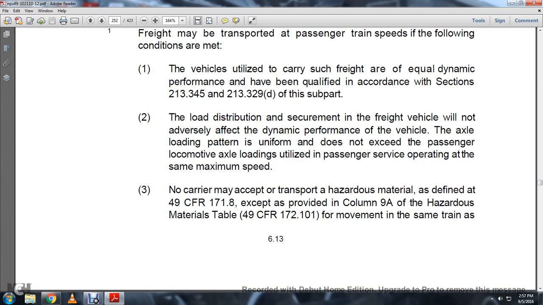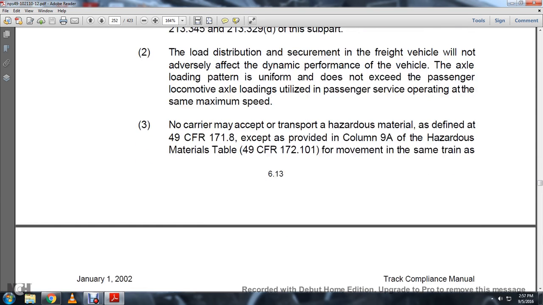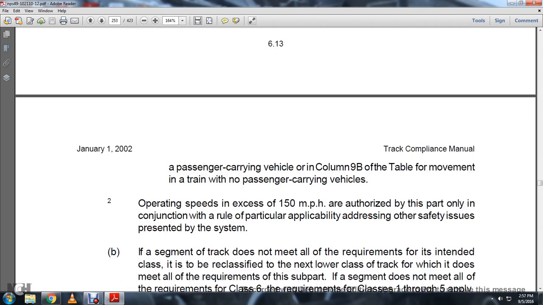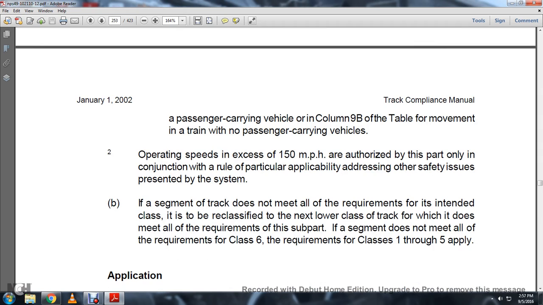No carrier may accept for transportation hazardous materials as defined in 49 CFR 171.8, except those provided in column 9A of the hazardous materials table in 49 CFR 172.101 for movement in the same train as a passenger-carrying vehicle, or in column 9B of the table for movement in a train with non-passenger-carrying vehicles. Operating speeds in excess of 150 miles an hour are authorized in this part only in conjunction with a rule of particular applicability addressing safety issues presented by the system.